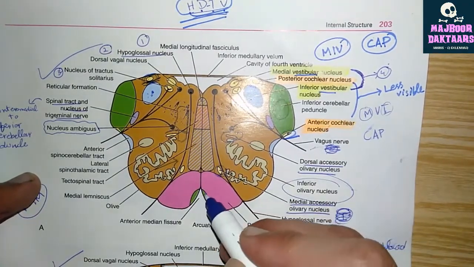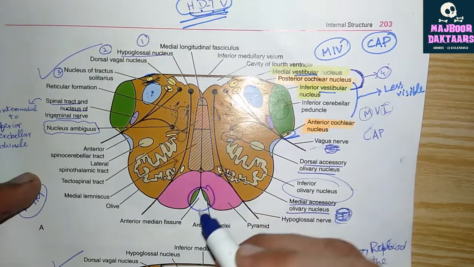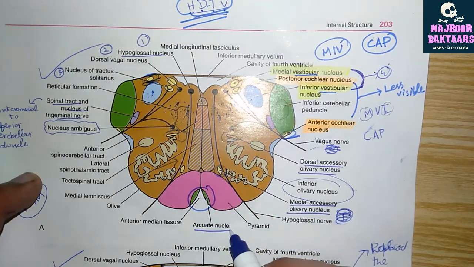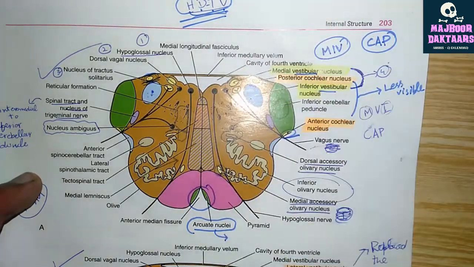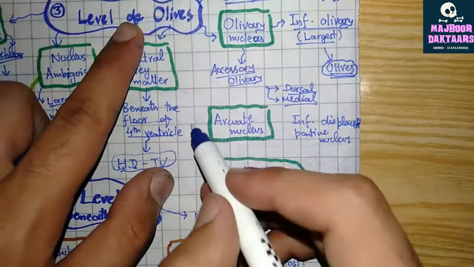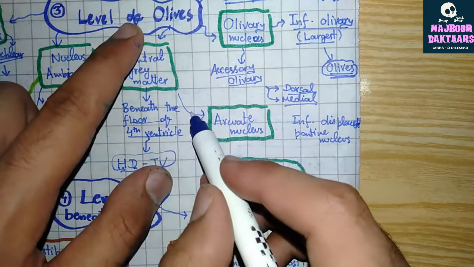Now another nucleus which can be seen at the anterior aspect of the pyramids is the arcuate nucleus, which is thought to be the inferior displacement of the pontine nucleus which is present above it. Here is the arcuate nucleus.